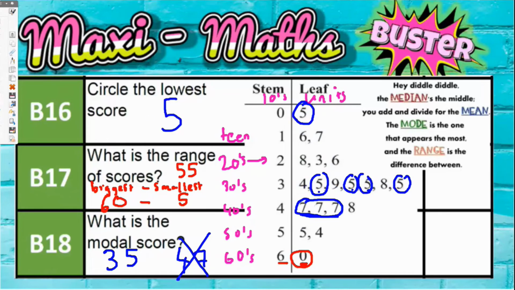So the correct answer is 35. Lowest score was 5, the range was 55, the modal score was 35.